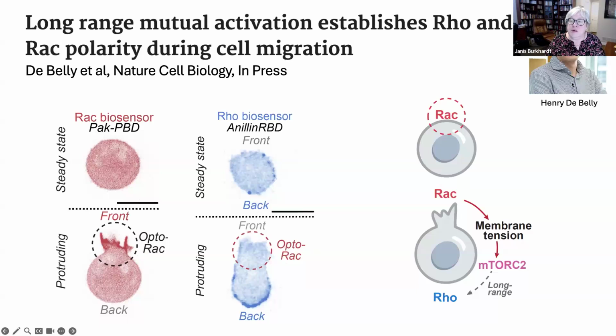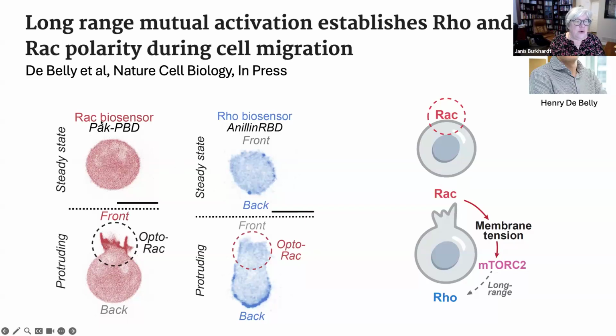So, fortunately, round about this time, I was contacted by Henry DeBelly, who was then a postdoc in Orion Weiner's lab and just started up his own lab at UT Southwestern. And Henry was working on this really lovely paper, which just came out in Nature Cell Biology, and I encourage you guys to have a look at it. What Henry was looking at was crosstalk between RAC and Rho, mostly in neutrophils. And he was using a combination of biosensors and optogenetic approaches.